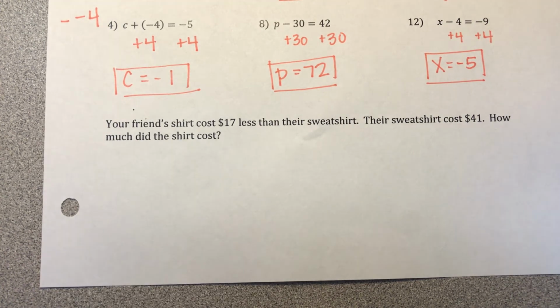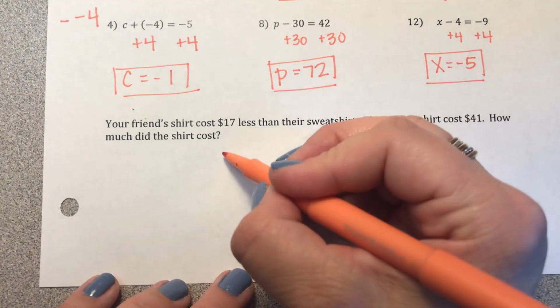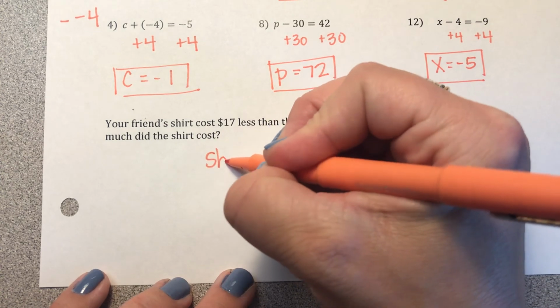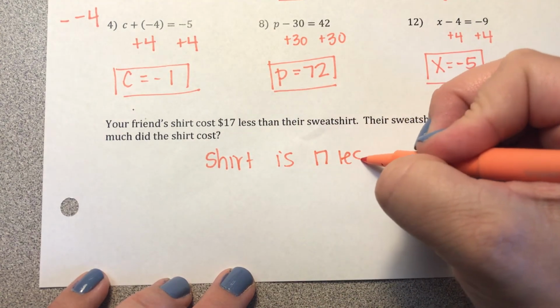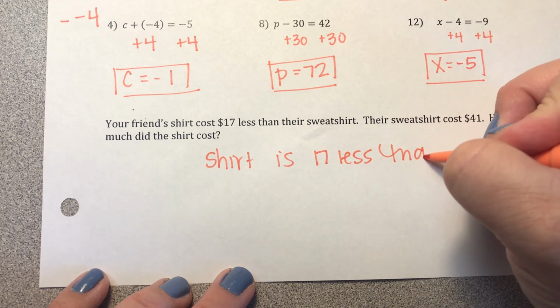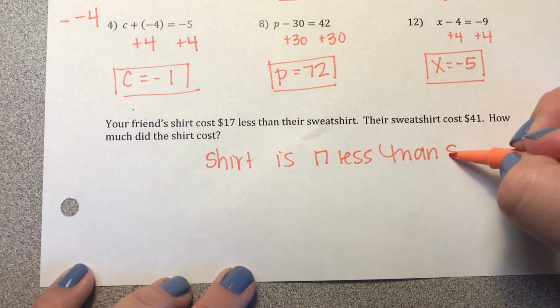And then let's look at this word problem. It says your friend's shirt costs $17 less than their sweatshirt, and the sweatshirt cost $41. How much did the shirt cost? So their shirt is 17 less than the sweatshirt.